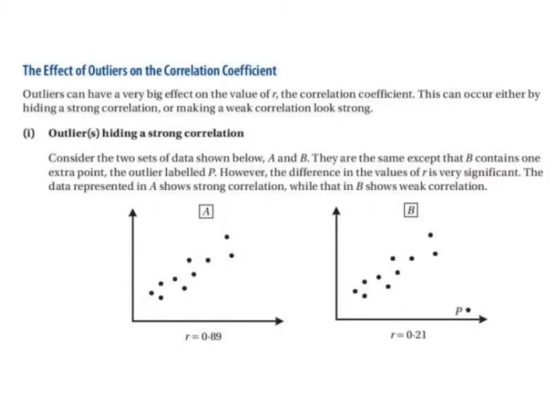So again, the correlation coefficient is closer to 0, and the closer you are to 0, the weaker the correlation. But we can clearly see that both sets of data are very, very similar. But this outlier P in set B is bringing down the correlation coefficient. So it's down at 0.21, close enough to 0, whereas R, the correlation coefficient for set A, is quite close to 1.